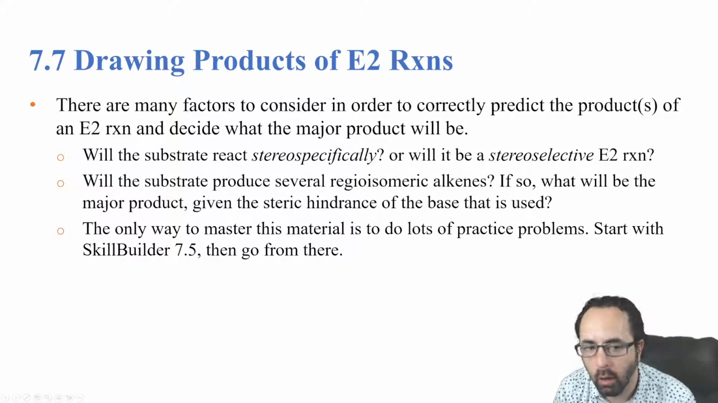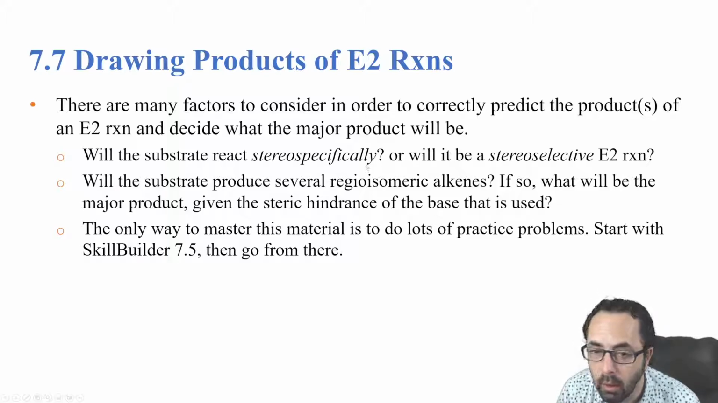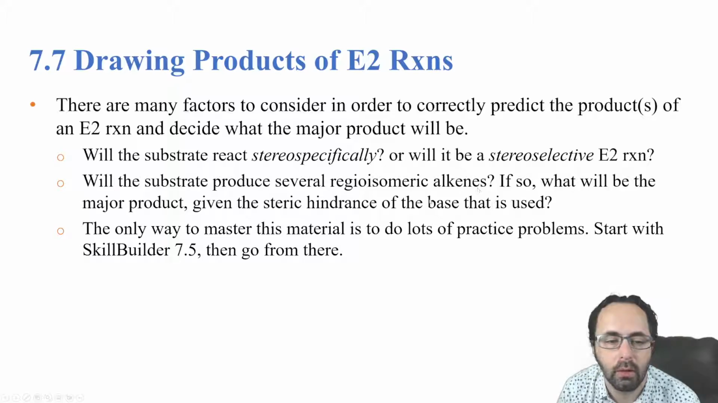When we draw the products of the E2 reaction, we have to be very careful. We have to double check here. Is there going to be stereospecificity? This is when both carbons are chiral and there's only one hydrogen on the beta carbon. Then you'll have stereospecificity. E2 reactions will be stereoselective to produce the trans isomer rather than cis, right, due to greater stability.